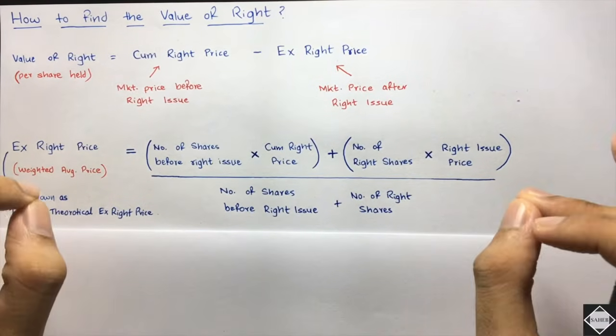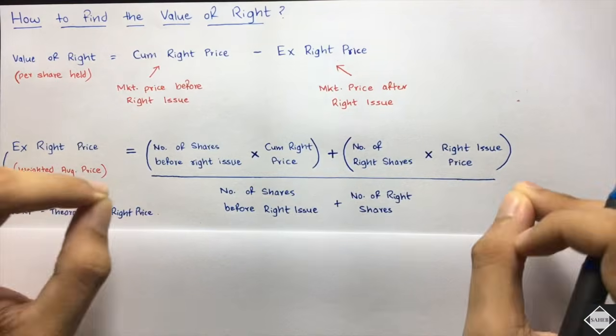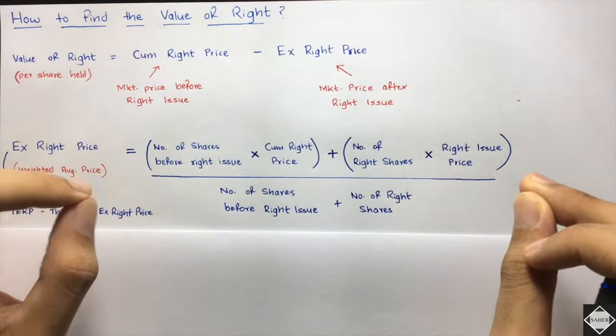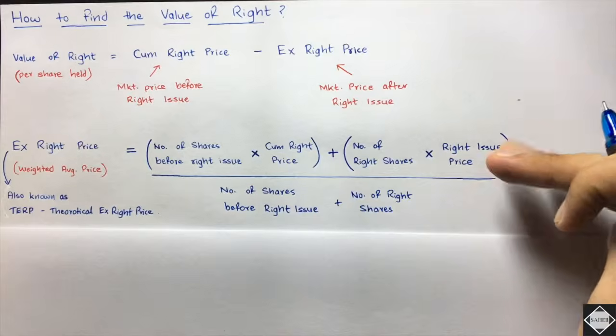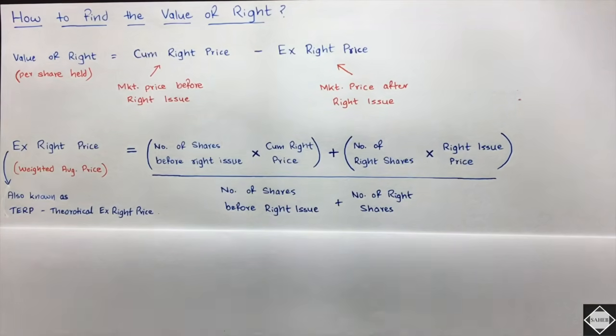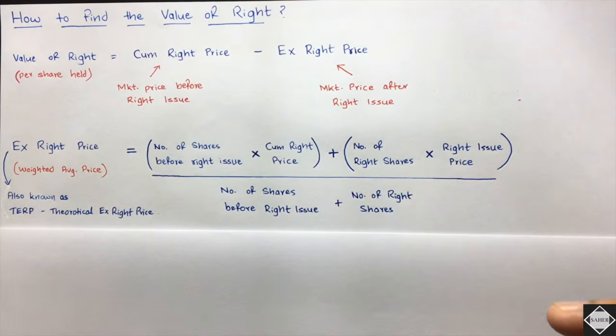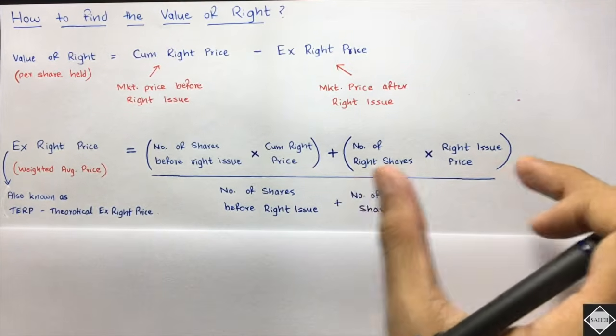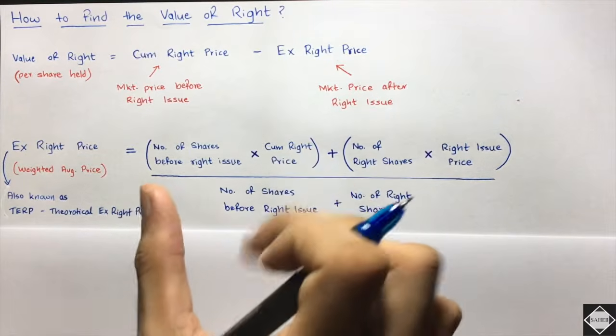So basically, what's happening here? If you look carefully, it is just total net assets divided by the total number of shares. That is what is basically happening. But since this is a weighted average, everything has to be done separately. This is the right thing, and this is the market capitalization before the right issue.